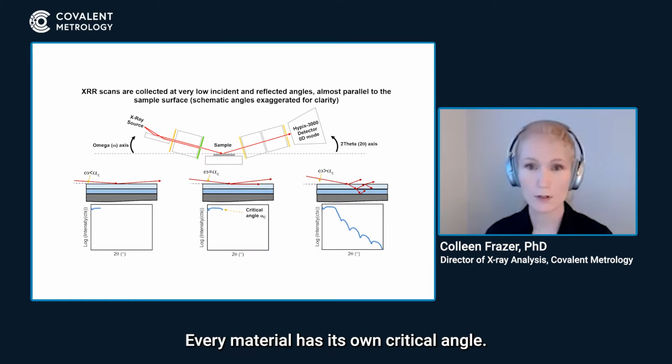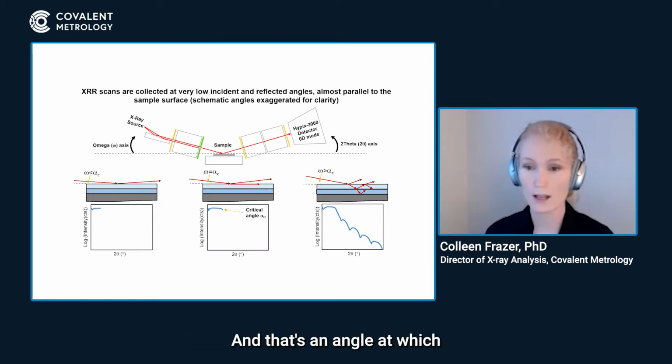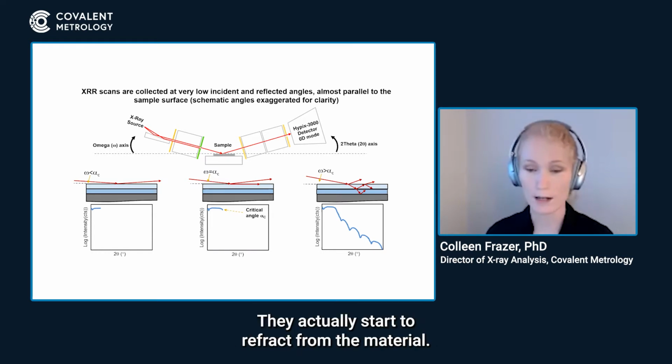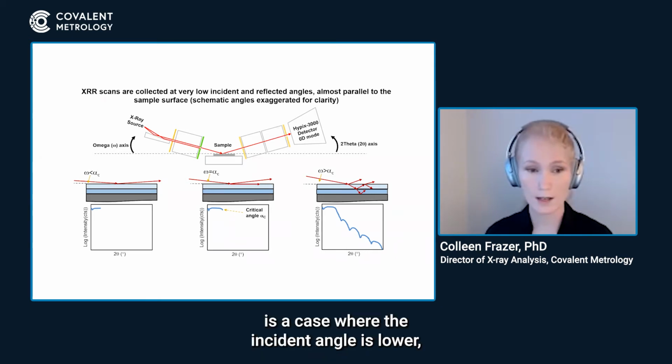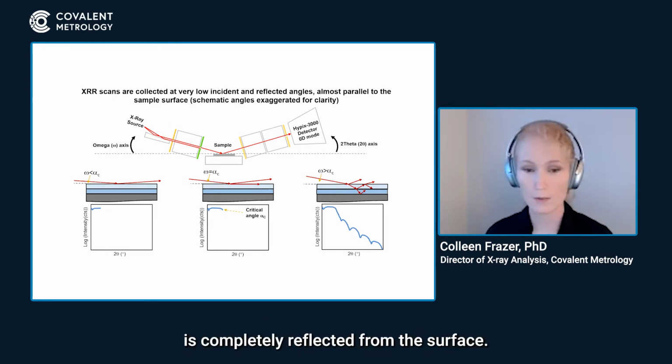Every material has its own critical angle, and that's an angle at which, if at higher incident angle, the X-rays are no longer completely externally reflected from the surface. They actually start to refract into the material. So on the lower left is a case where the incident angle is lower, less than the critical angle, and so the beam in red is completely reflected from the surface. In the scan, you see some of the direct beam, but you don't see anything else.